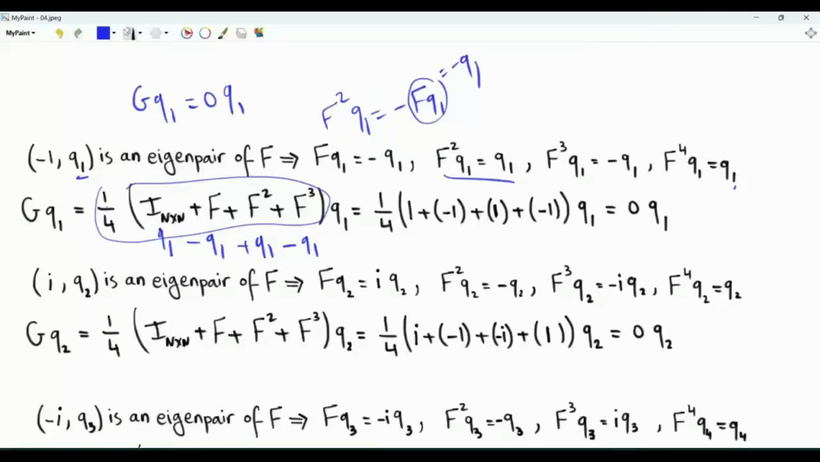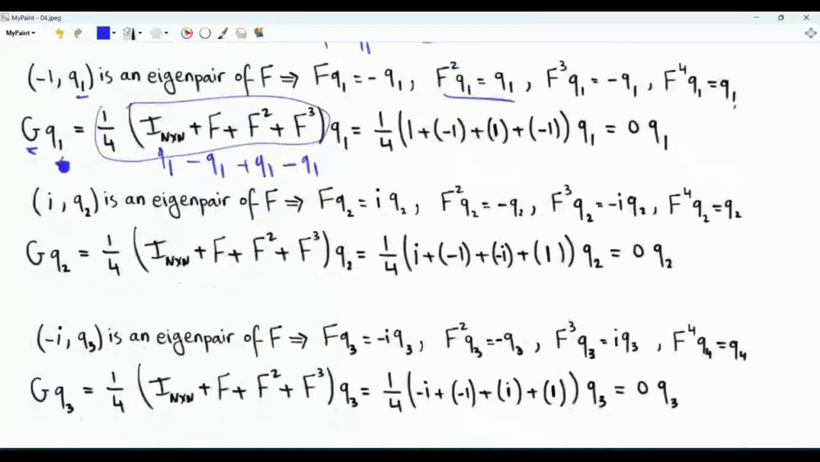Its eigenvalues are either 0 or 1. So far, we have shown that if there is an eigenvector of F associated with the eigenvalue 1, then it is an eigenvector of G associated with the eigenvalue 1. But when we tried to study G times an eigenvector of F associated with the eigenvalue minus 1, what we obtained is that this is an eigenvector of G, but it is associated with the eigenvalue 0.